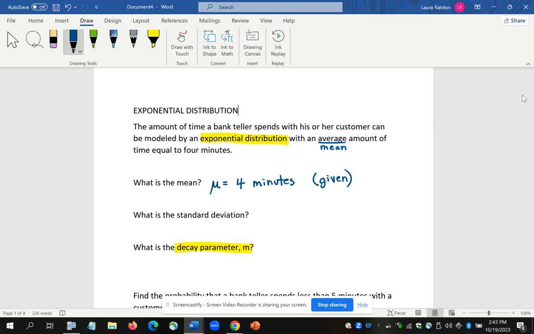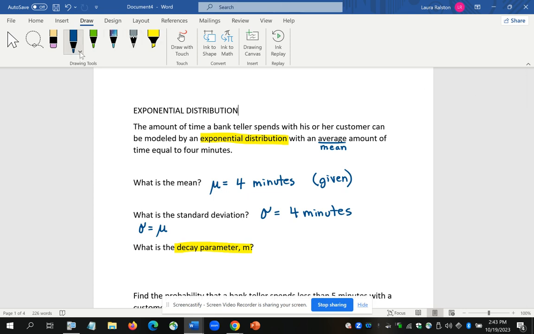It asks me what is the standard deviation. Well, remember, I just told you that the standard deviation is equal to the mean. So because the standard deviation is equal to the mean, the standard deviation for this problem is also 4 minutes. Now, although it's not directly given, that is given in the problem.